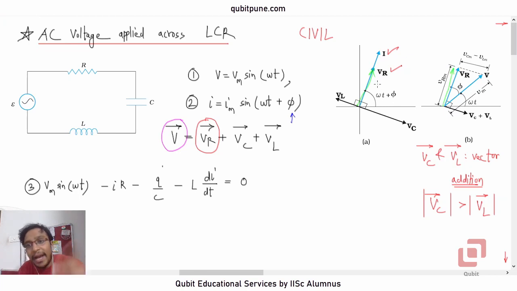So we can now add VR bar and VC bar plus VL bar vectorially, and what will that give me? That will give me the net applied voltage. This one, correct? VR bar plus VC bar plus VL bar. This is the net voltage. But what is the phase difference between the instantaneous voltage and the current, which is along VR bar? That is phi. So this is phi and this is omega t. Please try to understand how these figures are being constructed.